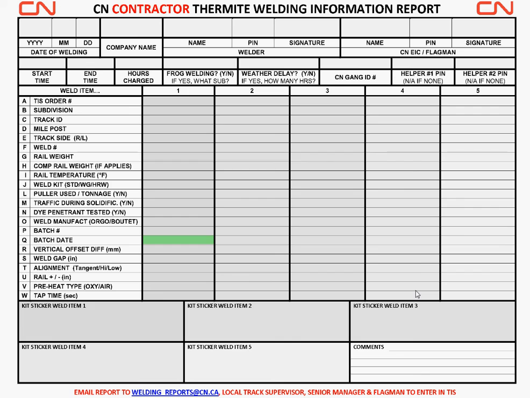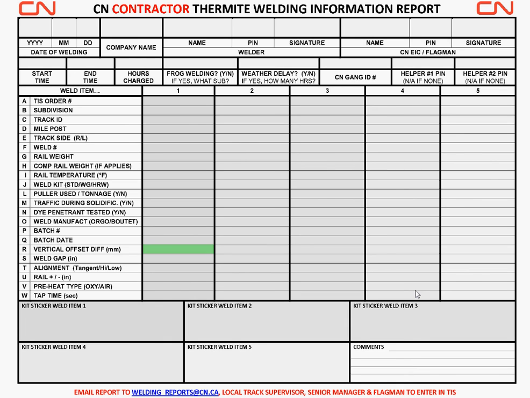Batch date. This is on the sticker as well, and that's the date of the batch. If you have weld manufacturer, batch number, and batch date correct, and you are doing this digitally, you do not need to put anything in the kit sticker items unless you want to put a screenshot of the sticker itself.